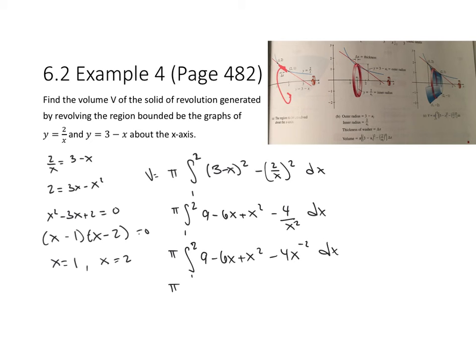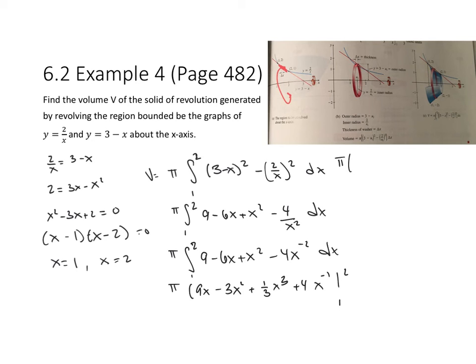So we have pi times 9x minus 6 over 2, or 3x squared, plus 1/3 x cubed, minus, and then let's see, we're going to add 1, get negative 1, and 4 divided by negative 1, or plus 4 over x, I could write that as. I'm going to evaluate that from 1 to 2.